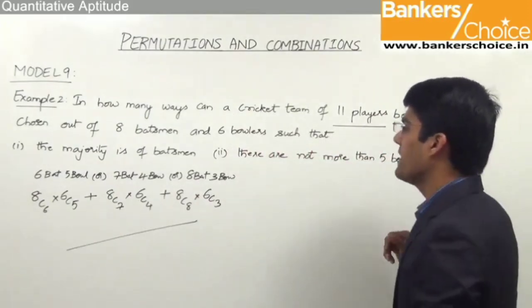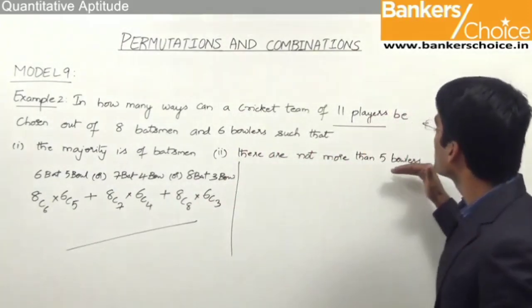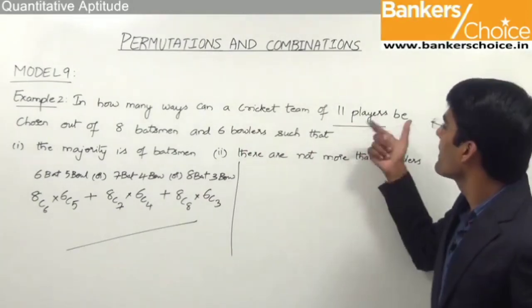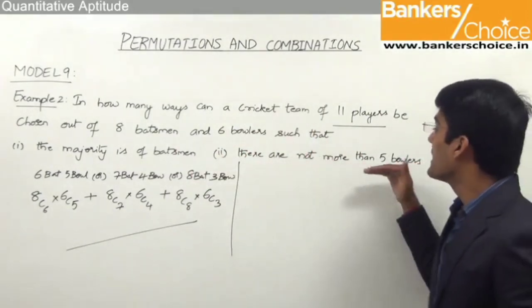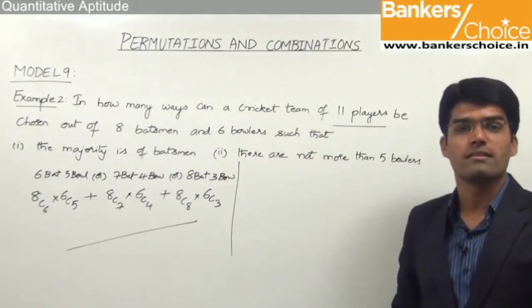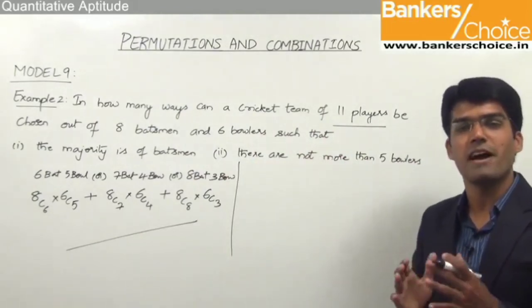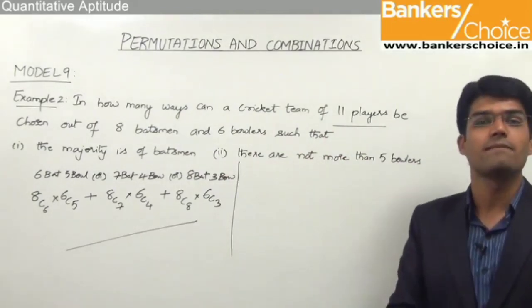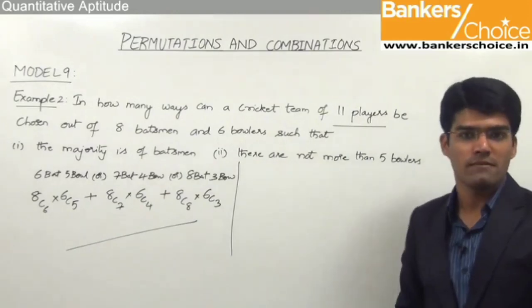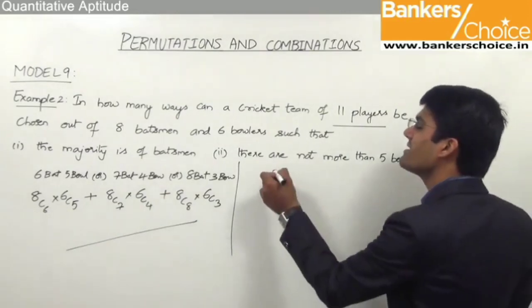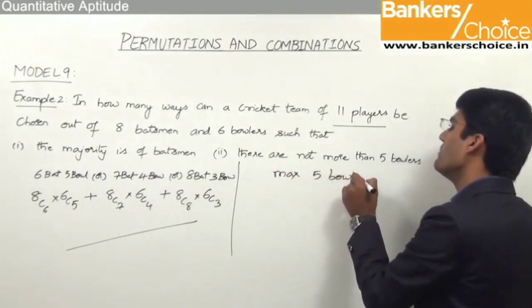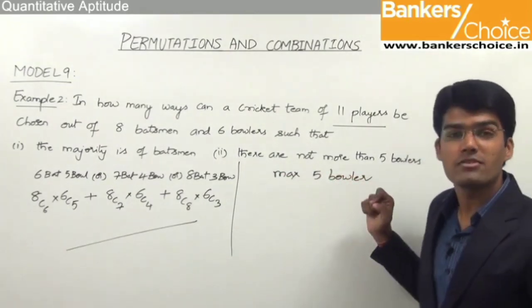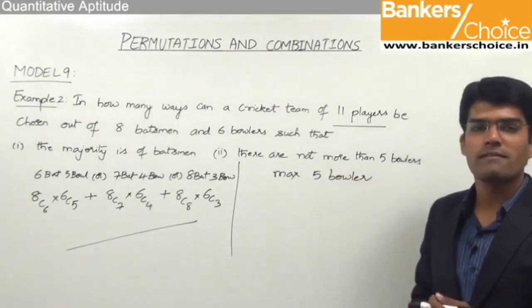Let us now look at the second bit here. That is, there are not more than 5 bowlers. So we need to form a cricket team of 11 players out of 8 batsmen and 6 bowlers, such that there are not more than 5 bowlers. Not more than 5 bowlers. So there can be 5 bowlers or less than 5 bowlers, but there should not be more than 5 bowlers. So we can say that here the condition says maximum there have to be 5 bowlers in the team. Minimum can be 0, but maximum has to be 5 bowlers. We cannot have more than 5 bowlers.